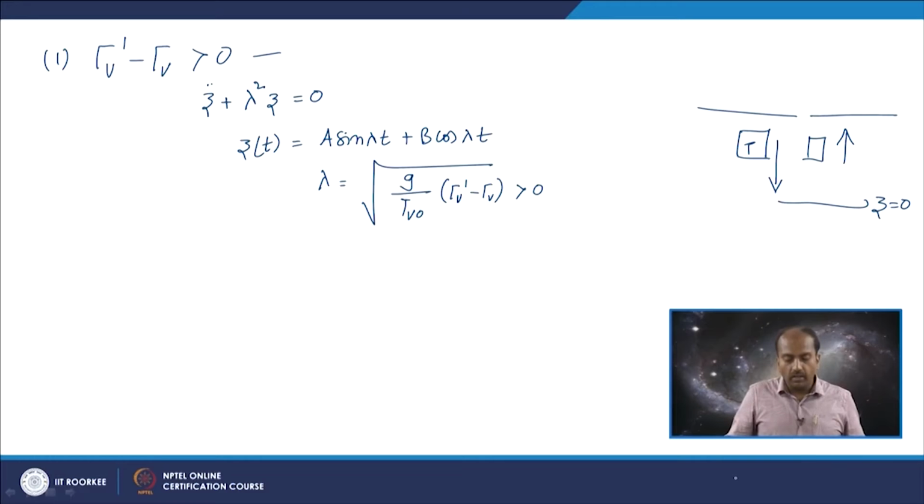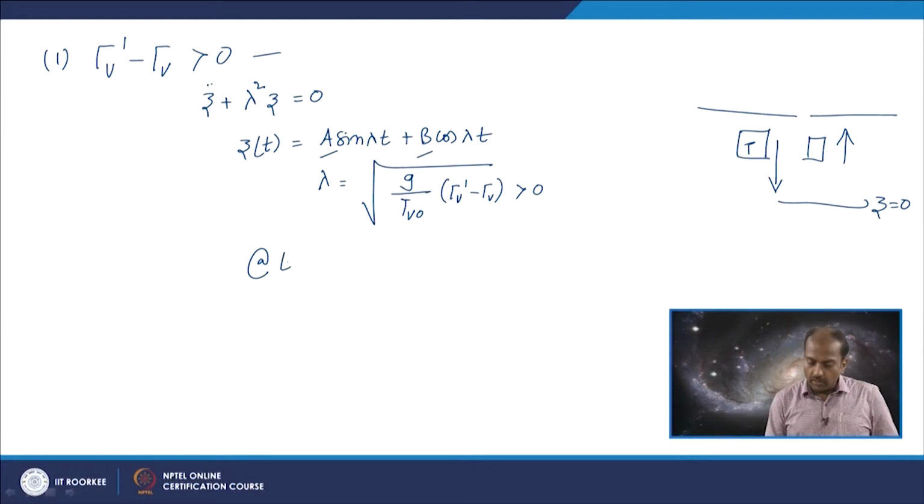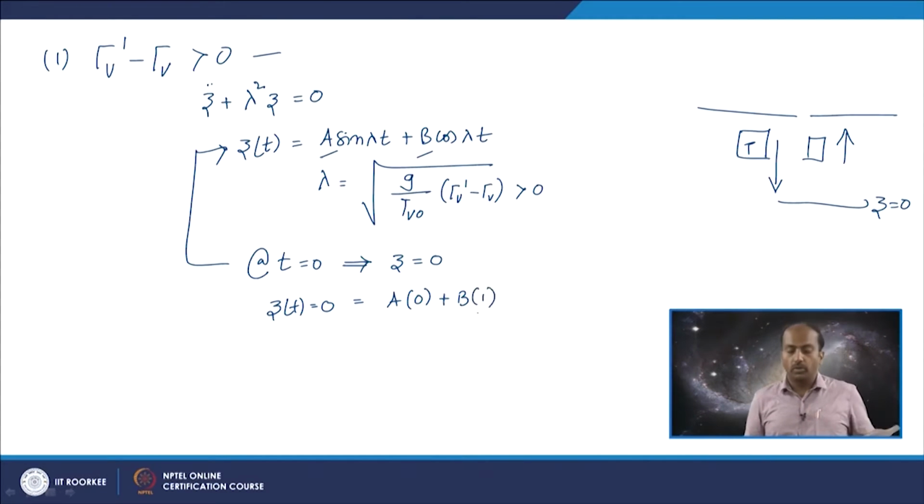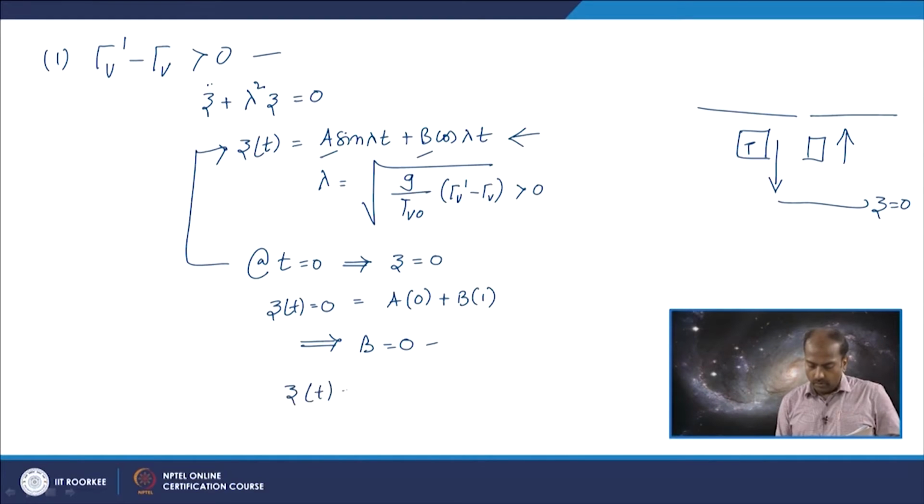This solution can be explained when you resolve the constants a and b. Let us say at t equals 0, that means in the beginning, the position z is assumed to be 0. If you substitute this into the equation, you will realize z of t equals 0 when t equals 0. So, a into 0 plus b into 1, because you have substituted t equals 0 in the solution, right. Then you will realize that b is 0. Now, a is not 0, but b is 0. So if you put this into the equation, you will write z of t equals a sin lambda t.